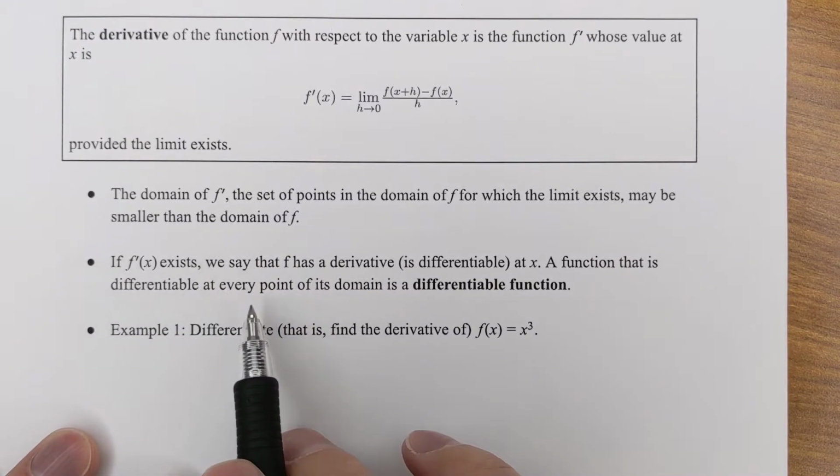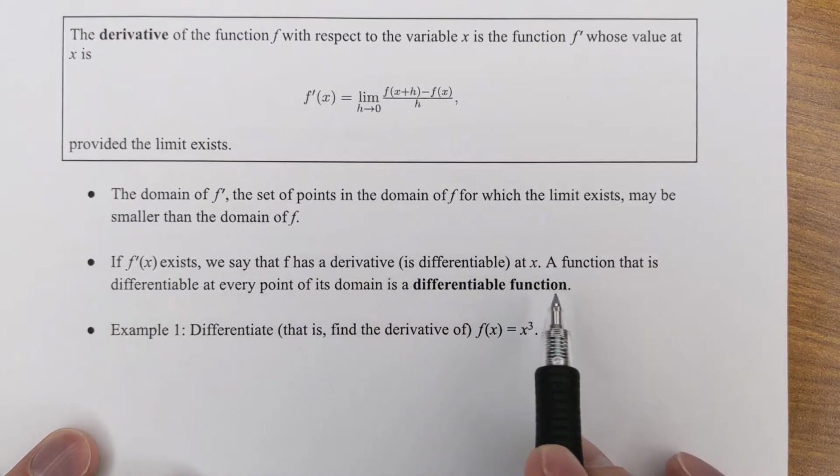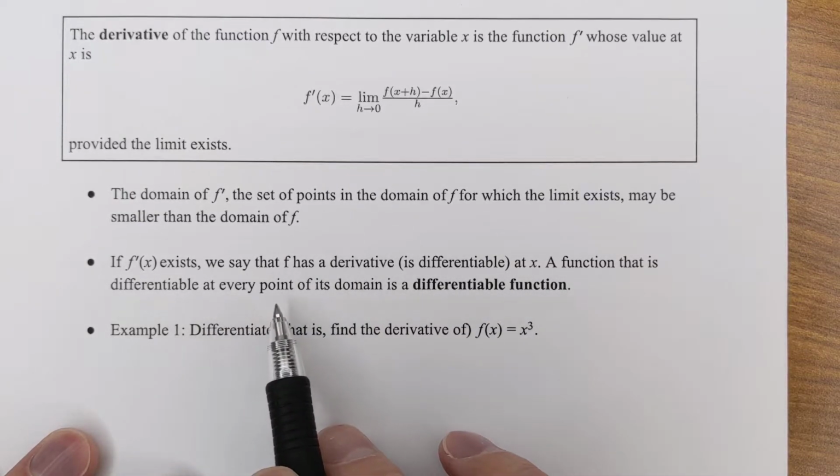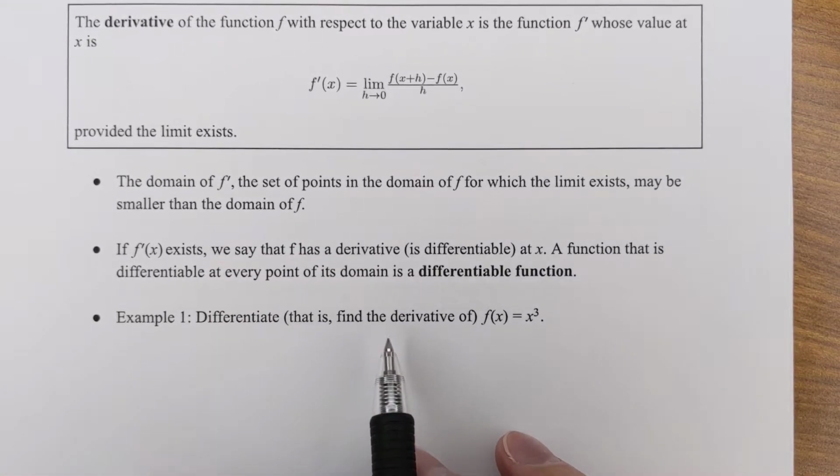Okay, so the domain of f prime may be smaller than the domain of f. If f prime exists, we say that f is differentiable. Well, that should be italics f. A function that's differentiable at every point is a differentiable function. So example one, find the derivative of this.